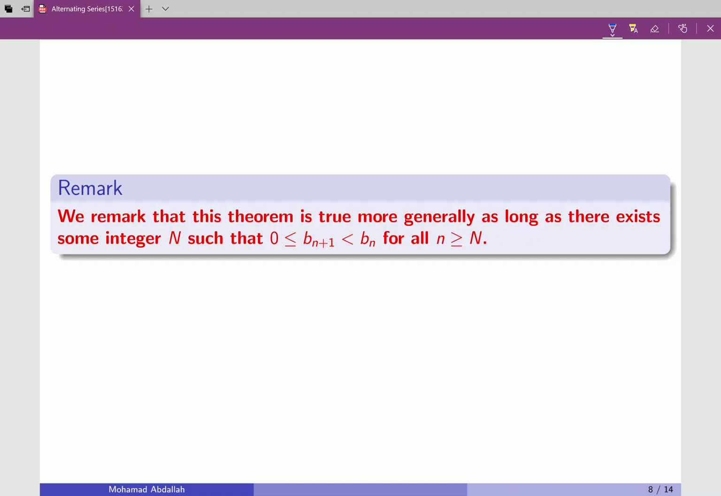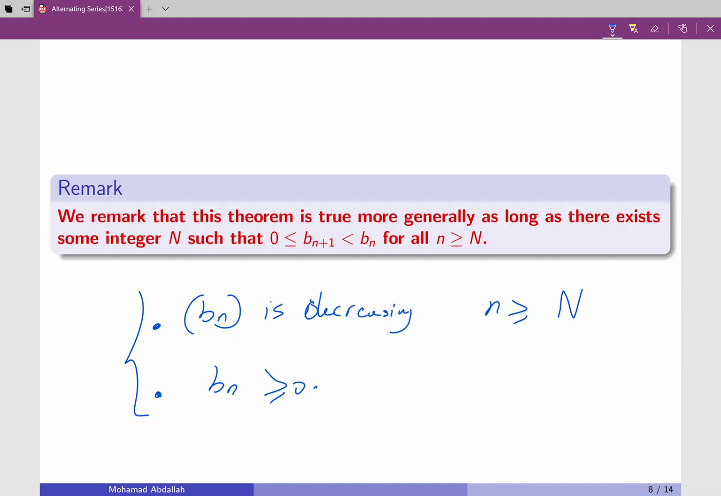Now, quick remark here, to use the alternating series test, it's not necessary to show that Bn is decreasing for n greater or equal to 1. No, you just need to have it for n greater or equal to some value N. Okay, so this is a stronger condition. And then, of course, Bn has to be decreasing and always positive. So you can make this adjustment to the alternating series test. It's not necessarily that it has to be decreasing from the beginning. It could be decreasing from some point on, indefinitely.